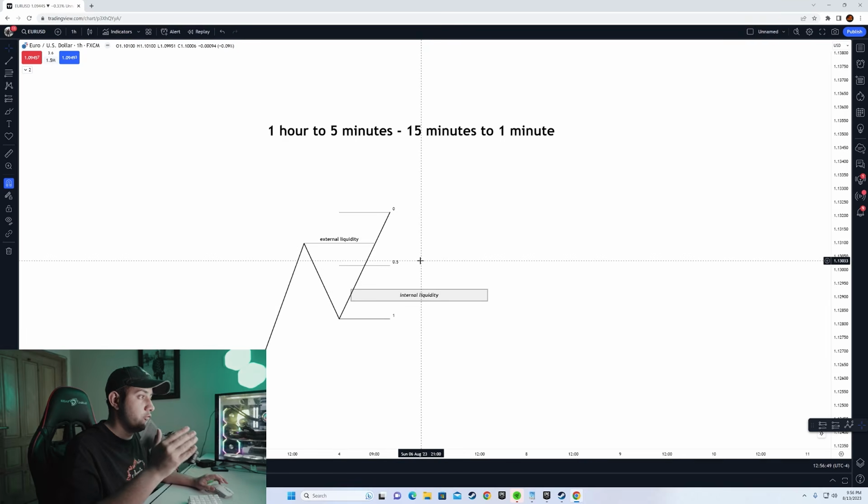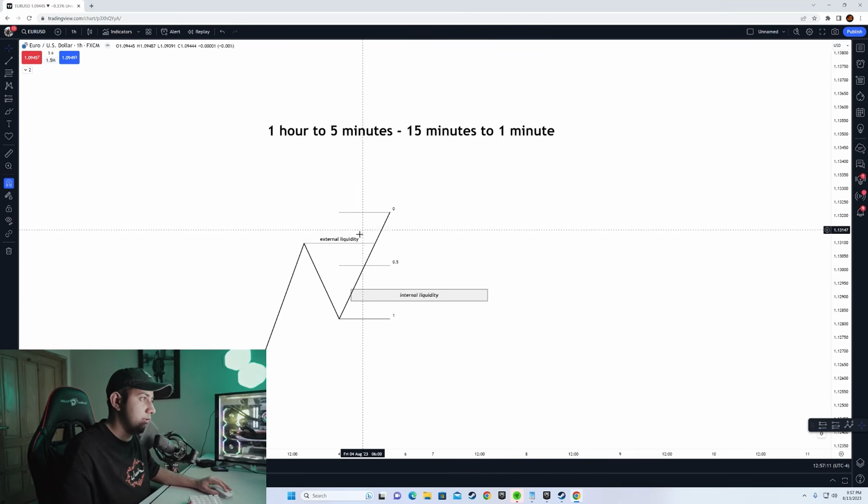We just need to know the draw on liquidity, because price only does two things. It takes out external liquidity and goes to internal liquidity, or it moves from internal liquidity to external liquidity. But we are only going to trade external to internal, because that has a higher win rate. So very simple rule, guys. You wait for price to take out the external liquidity, which is basically any high or low. Once price has taken out the external liquidity at any time of the day, you wait for a 5-minute market structure shift.